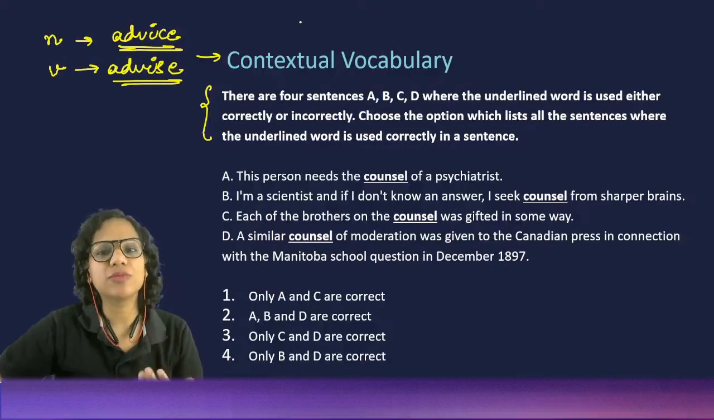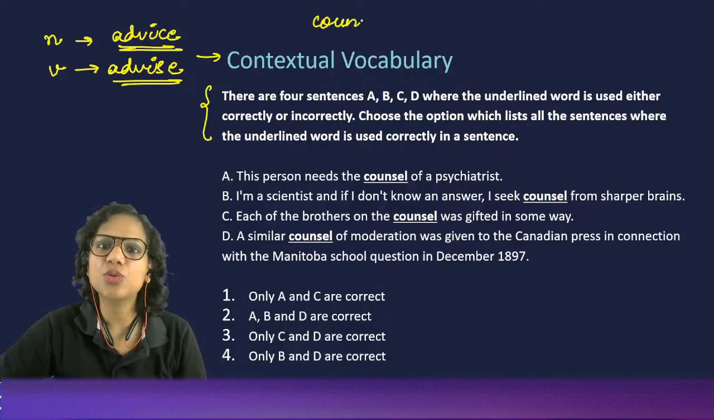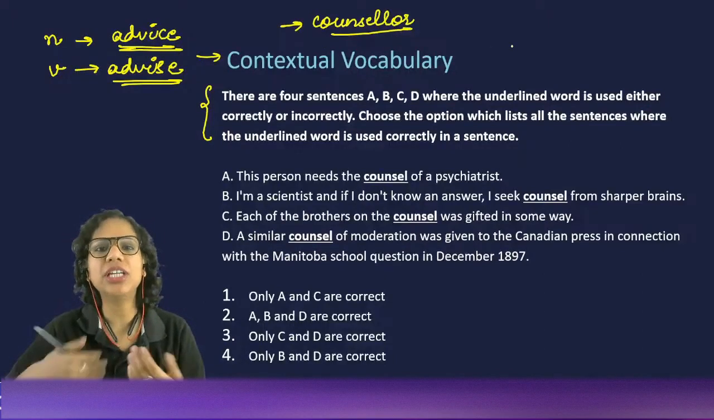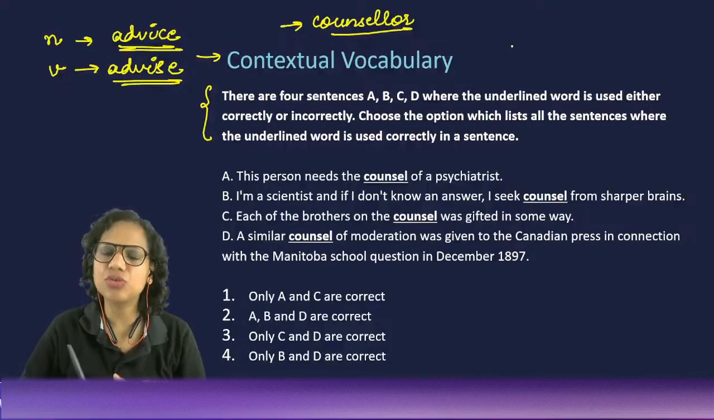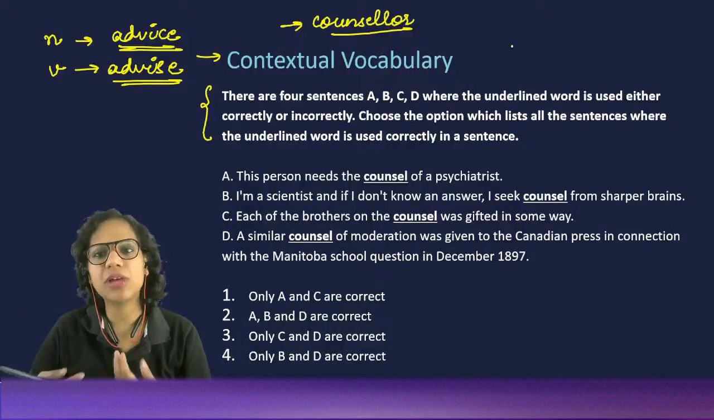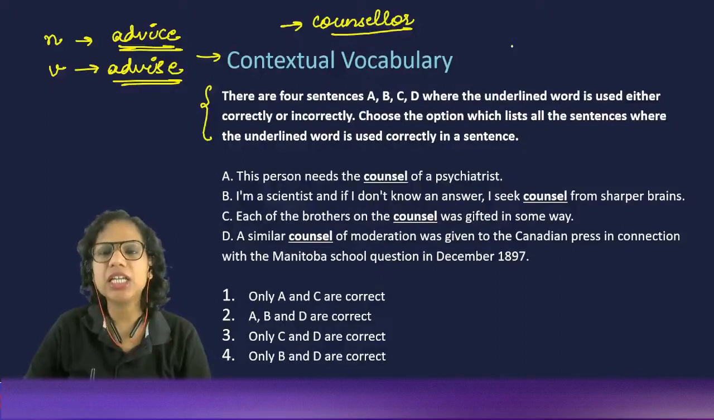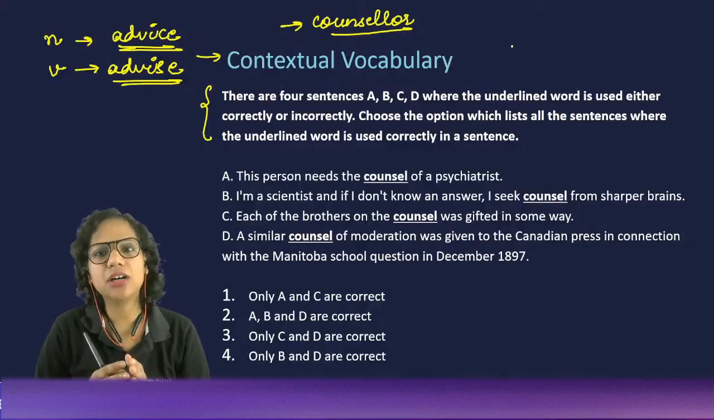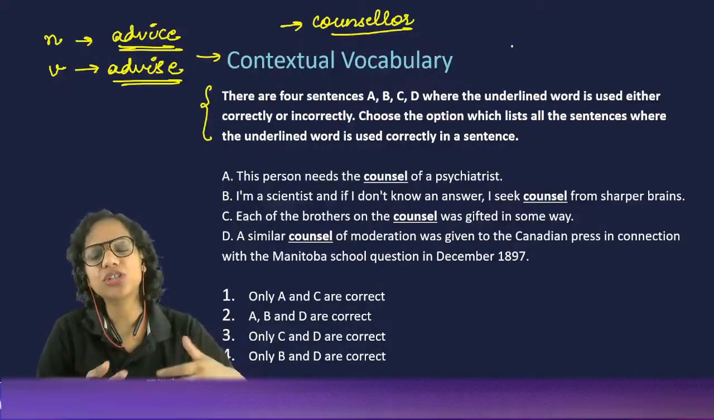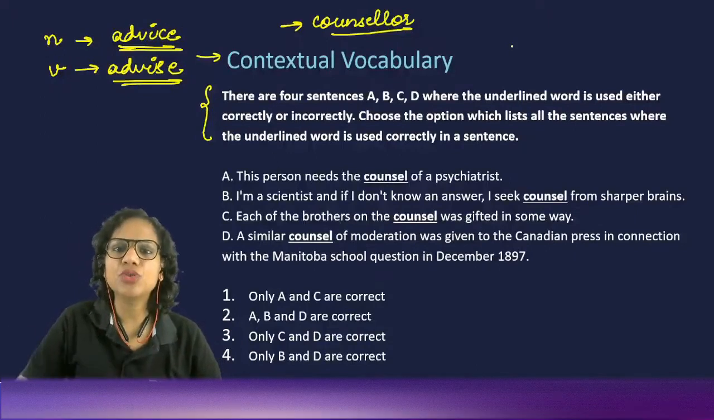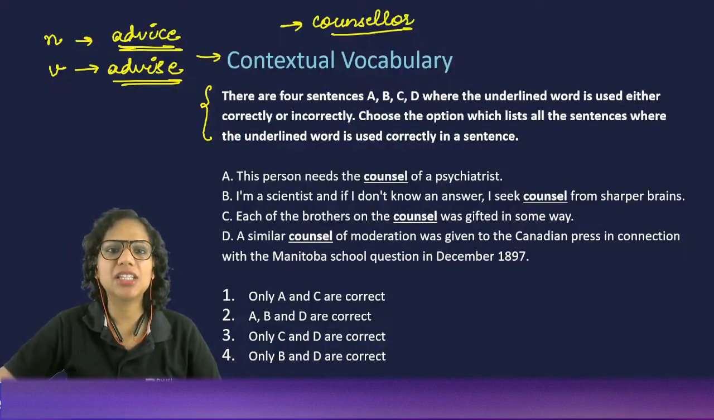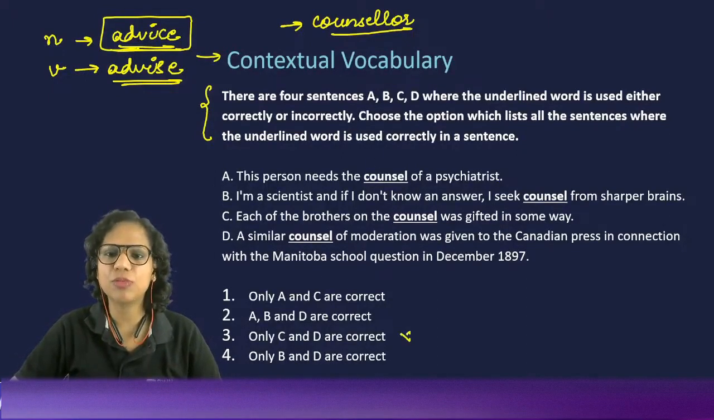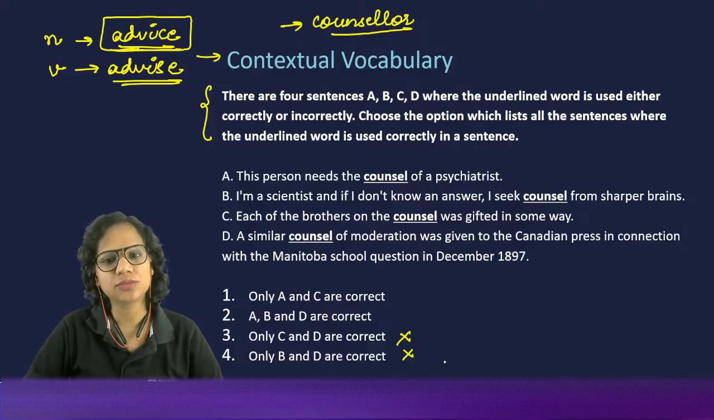So when you counsel someone, what is the job of a counselor? In some schools, there are education counselors. They advise students regarding which careers to choose. In case they have been struggling with some emotional, mental issues, they go to their counselors. Similarly, therapists are also called counselors. So, counsel is to advise, and here it has been used as a noun. This person needs the advice of a psychiatrist. A is correct. The moment you realize this, 3 and 4 anyway go out of the window.